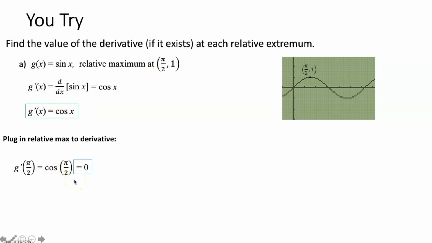And that makes sense, right? The derivative of our function at pi over 2 is equal to 0 because the derivative of your function at a given critical number must either equal 0 or not exist. And here you clearly see that it has a horizontal tangent line, meaning that the slope of your tangent line is 0, meaning that a relative extreme value is going to occur at this given point.